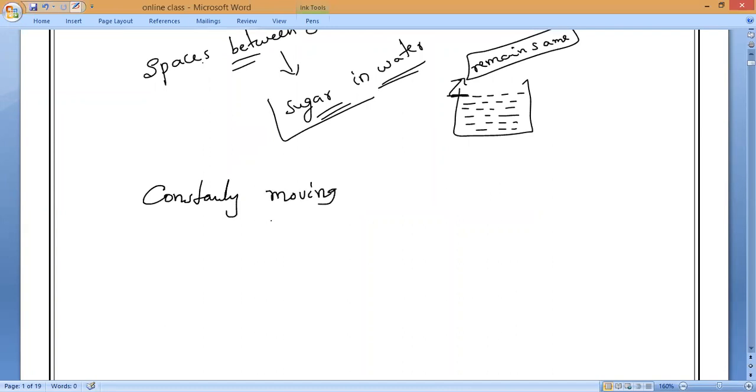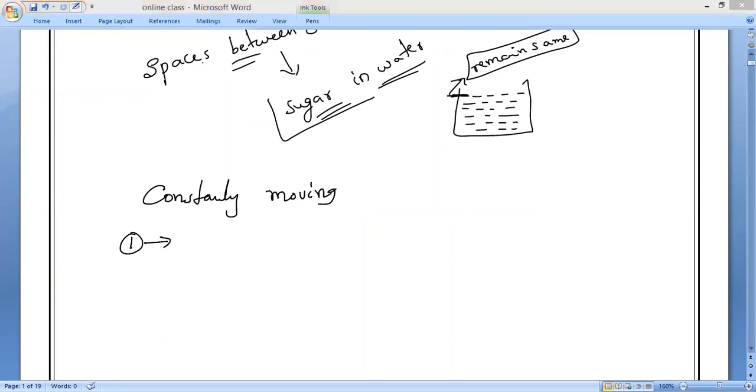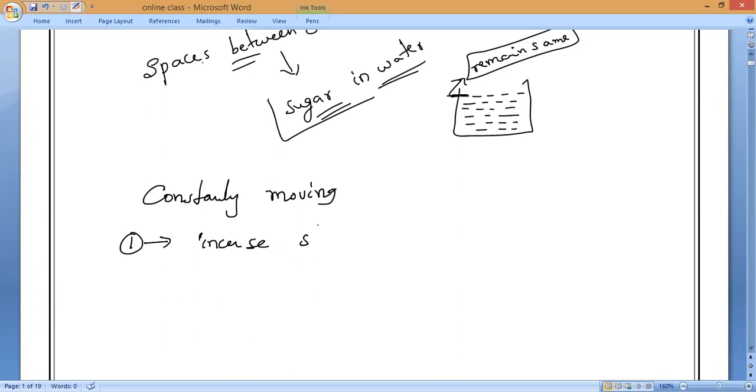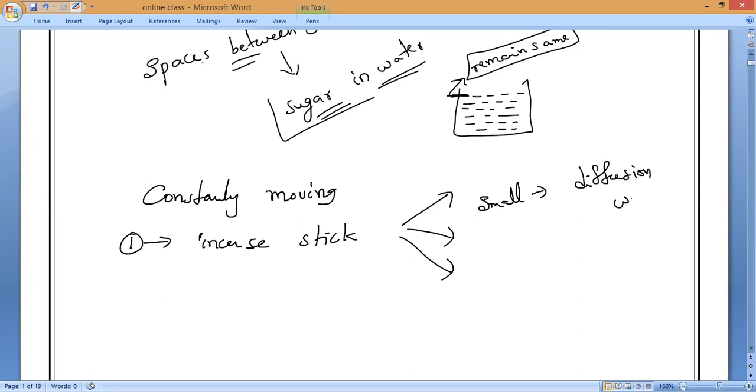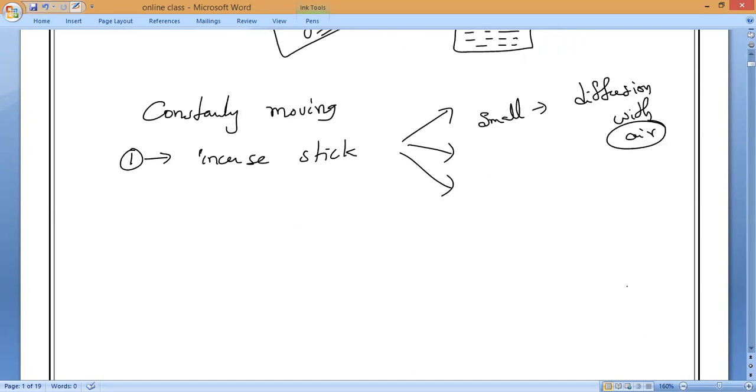Constantly moving. Yes. The first one is the stick. What is the stick called? Incense sticks. If you burn one in a corner of the room, the smell comes throughout the room very fast. Because why? The smell as well as the fumes are diffusing into the room, diffusion with air, and it will spread quickly throughout the room. That is the incense stick.